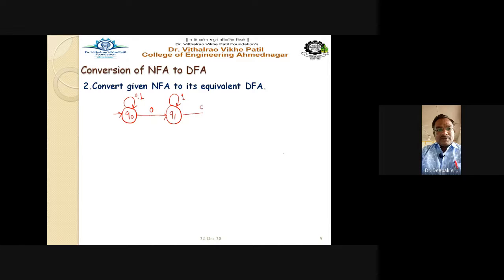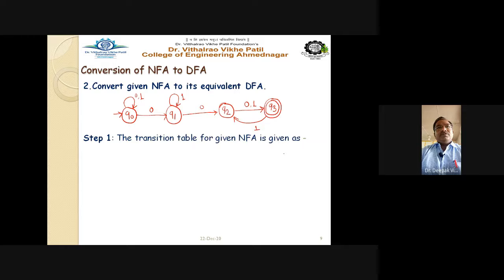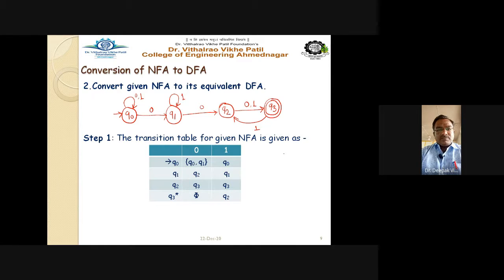Convert the given NFA to its equivalent DFA. Now this NFA is given in the diagram. Q0 on 0 goes to Q0 Q1, Q0 on 1 goes to Q0 itself. Now Q1, so first we have to draw the transition table. As you know, the very first step is to draw the transition table, from which it is clear that we can easily find out where exactly the transitions are and which are the new states.